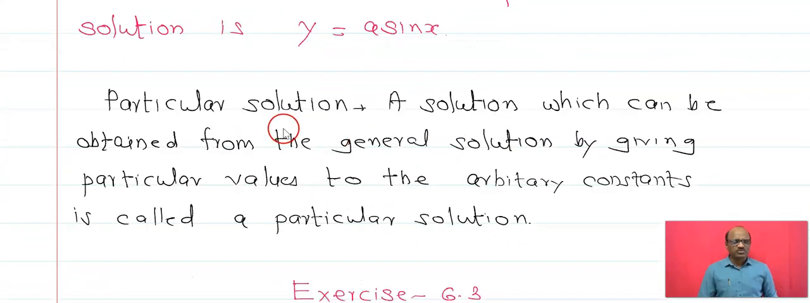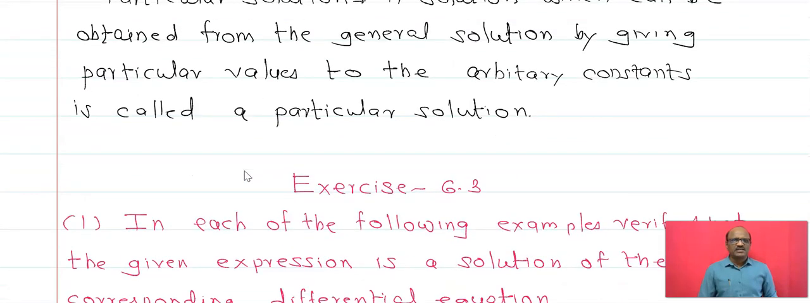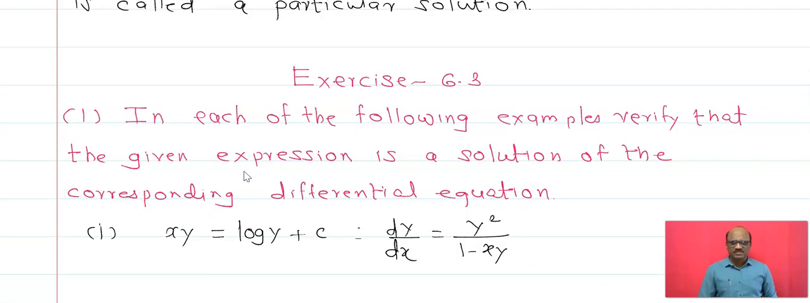Now the particular solution. A solution which can be obtained from the general solution by giving particular values to the arbitrary constants is called a particular solution. Now we will see this by using these examples. And now let us start the exercise 6.3.